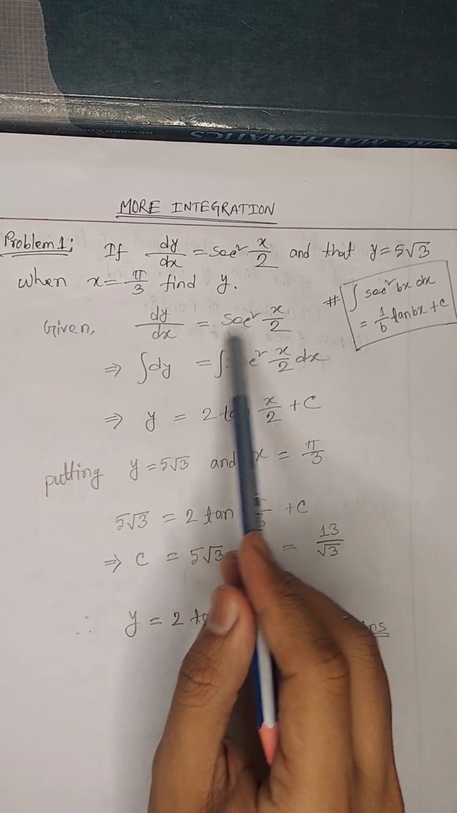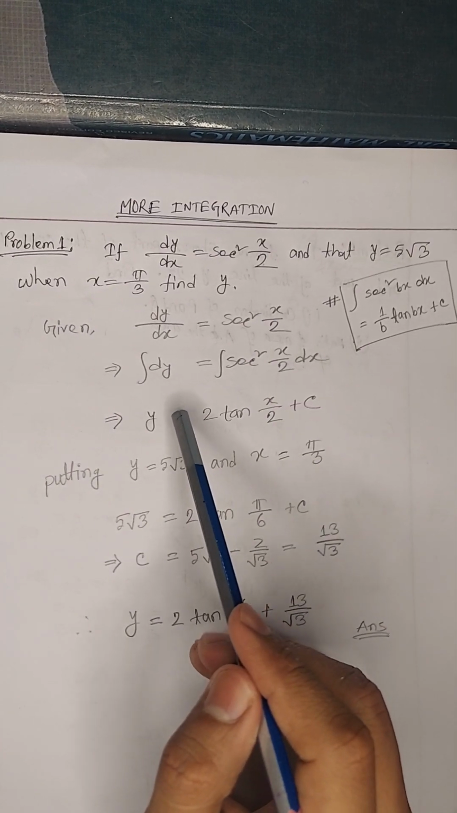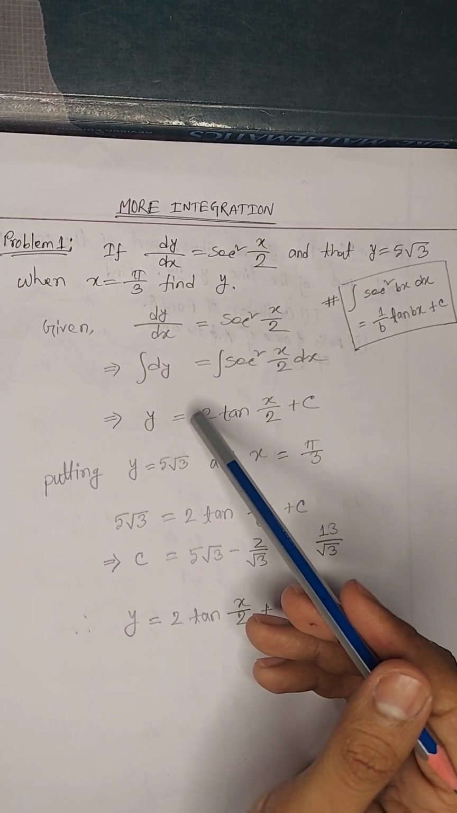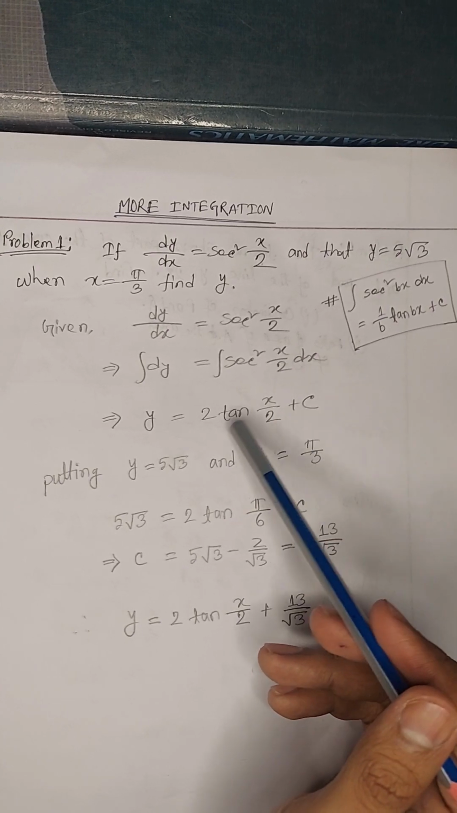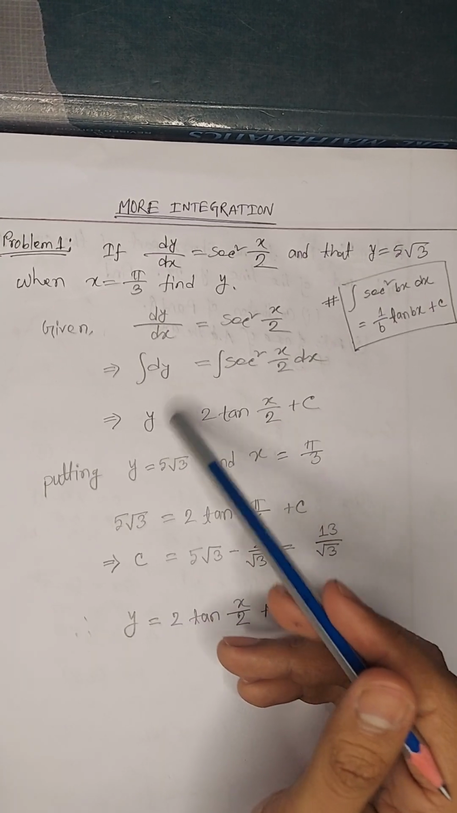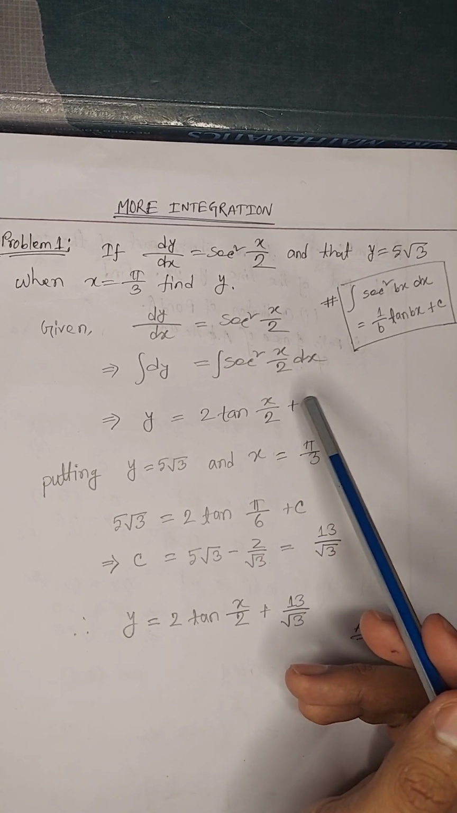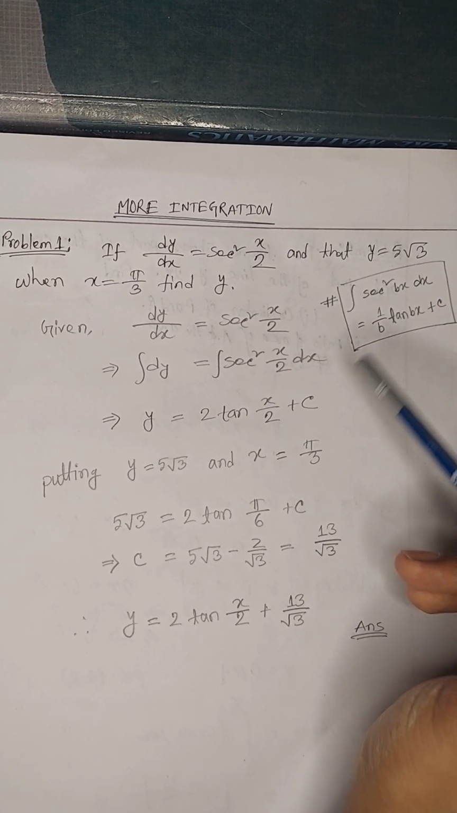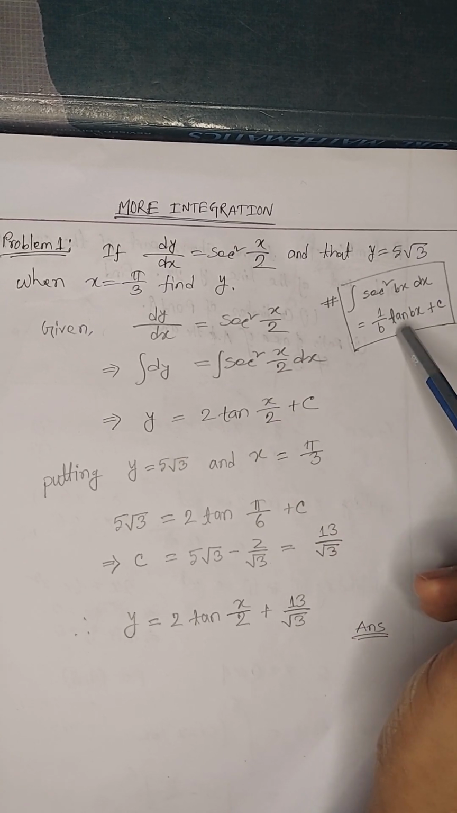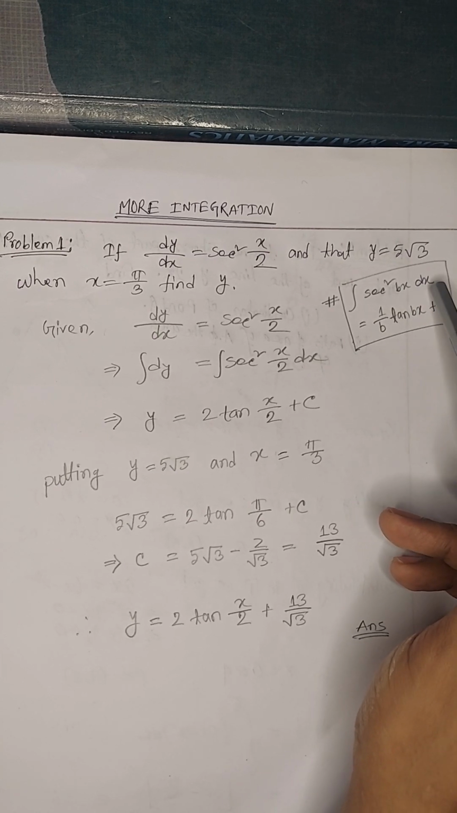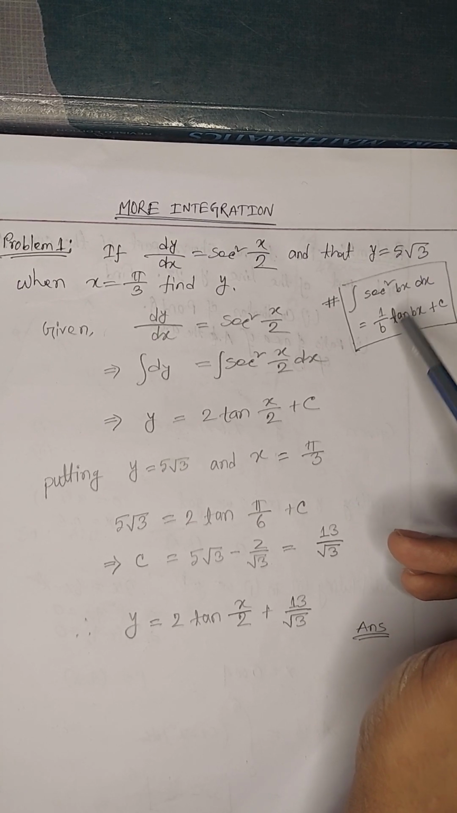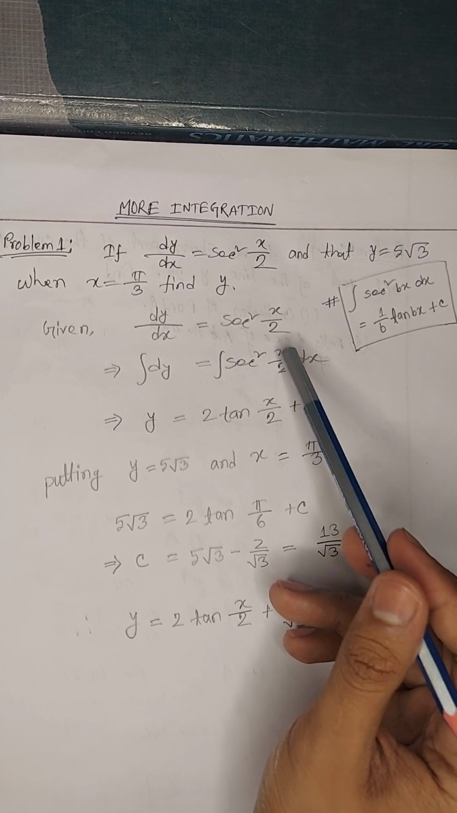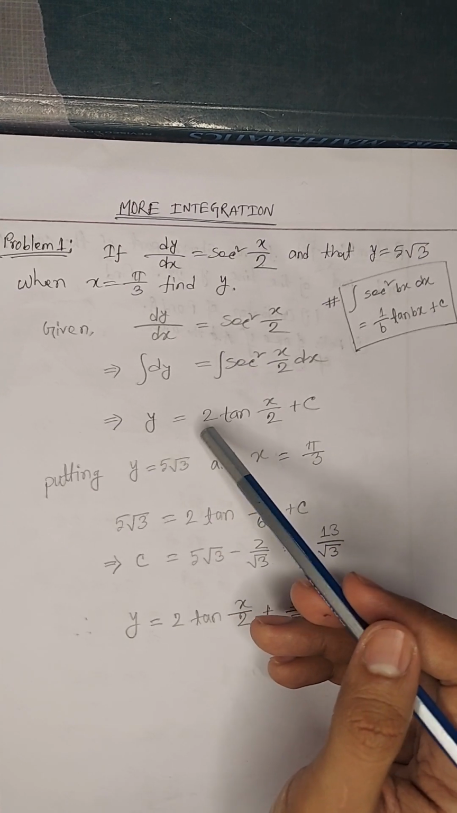Here we are given dy by dx is equal to sec square x by 2. First we have to bring this dx term to the right hand side, then integrate both sides. We know that if we integrate dy, then we get y, and if we integrate this term we get 2 tan x by 2 plus c. According to this formula, when we integrate sec square bx dx, we get 1 by b tan bx plus c. Here there is x by 2, so it will reverse and we get 2 tan x by 2 plus c.